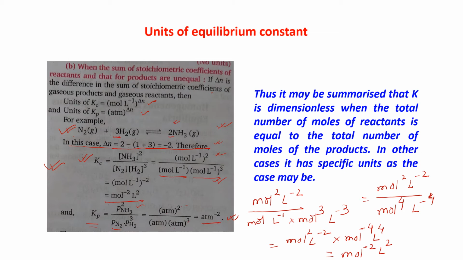Okay. So what is given here? Thus it may be summarized that K is dimensionless when the total number of moles of the reactants is equal to the total number of moles of the products. In other cases, it has a specific unit as the case may be. So, just write down the units and calculate. Am I clear? That will be easy for you.